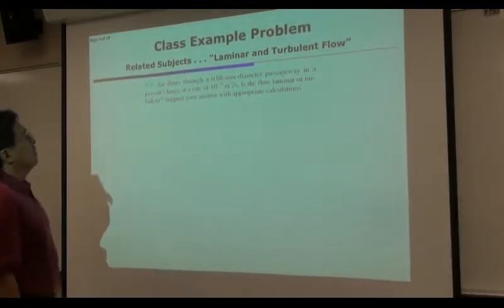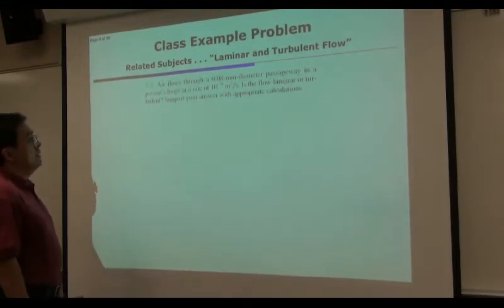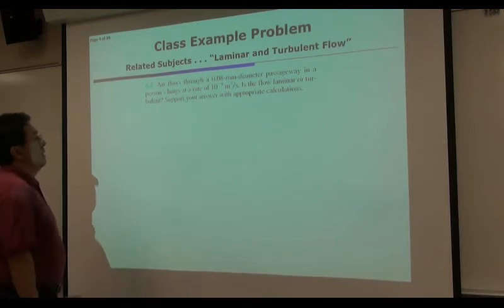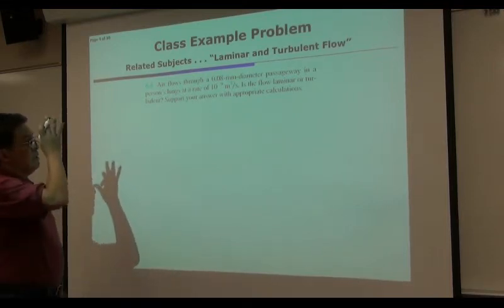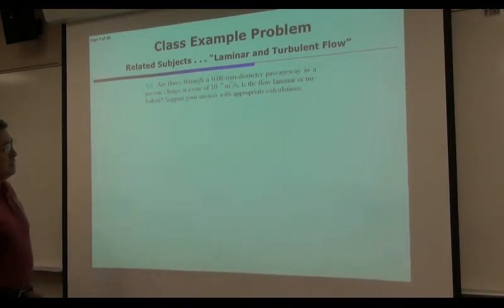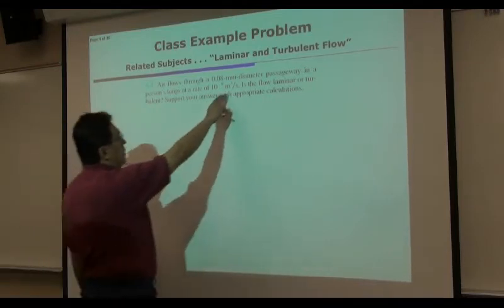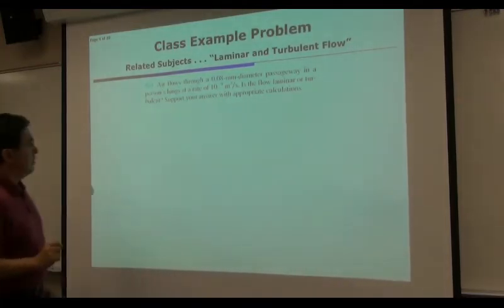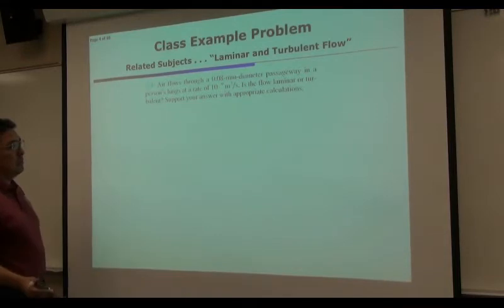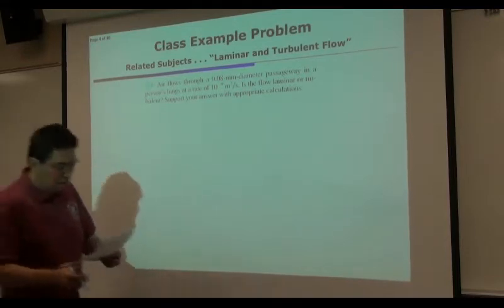Air flows through a 0.08 millimeter diameter passageway in a person's lungs at a rate of 10 to the minus 9 cubic meter per second. This is volume flow rate, obviously. Is the flow laminar or turbulent? Support your answer with appropriate calculations.